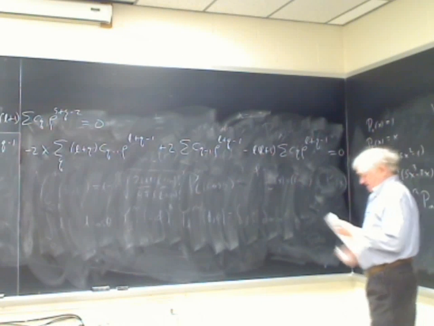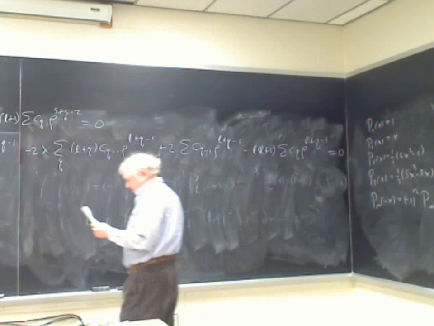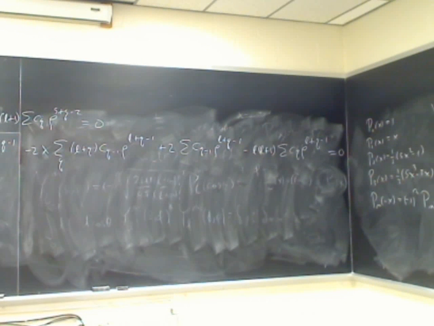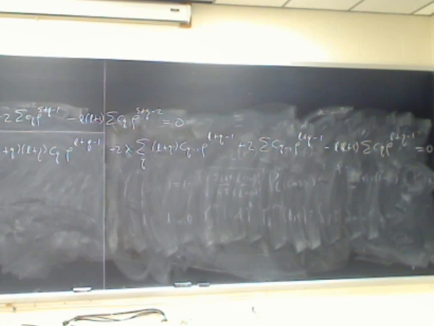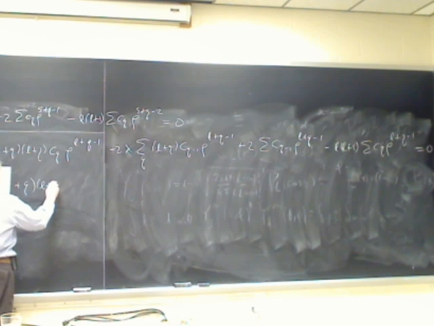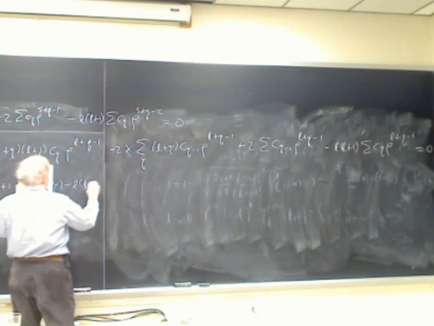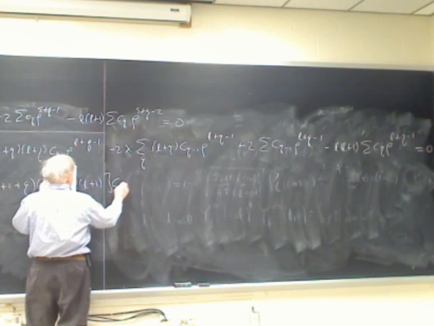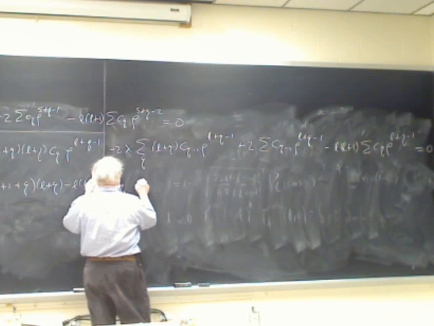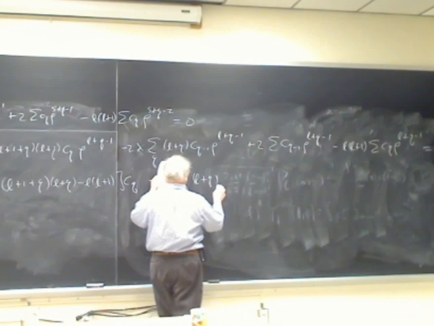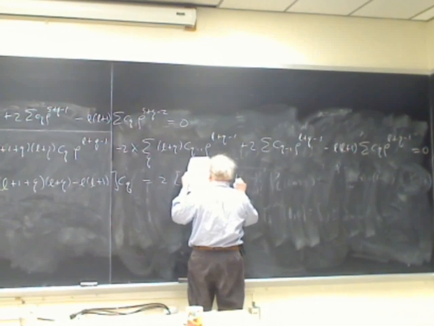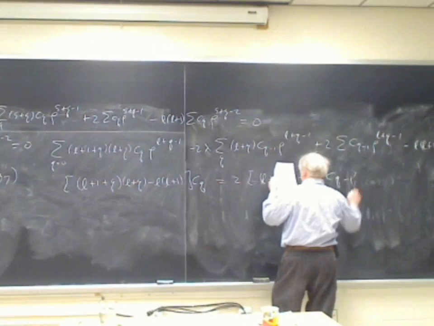Okay. So setting the coefficients of each power of rho, now that we have a common power of rho to the l plus q minus 1, what we have then is (l plus 1 plus q)(l plus q) minus l(l plus 1) times c_q is equal to 2 (l plus q) lambda minus 1 c_{q-1}.